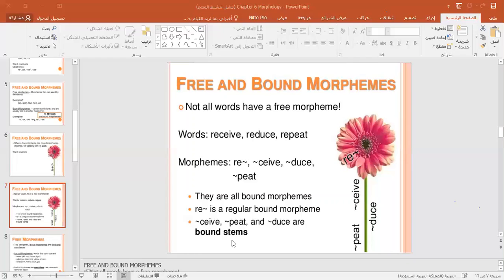You got it? Yeah, I got it. So can you define a bound stem? It's a morpheme that looks like a free morpheme, but it's not because it can't stand by itself as a word. So in the words repeat, receive, and reduce, we have what we call bound stems.